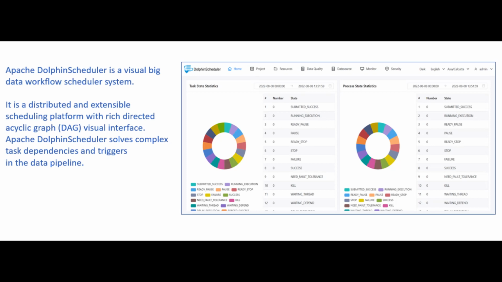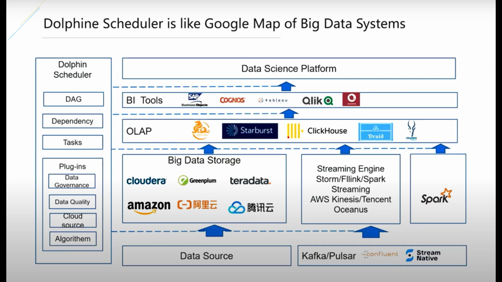Apache DolphinScheduler is a distributed and extensible workflow scheduler platform with rich directed acyclic graph, also known as the DAG, visual interfaces. DolphinScheduler solves complex task dependencies and triggers in the data pipeline. Apache DolphinScheduler is just like a Google Map of big data systems.